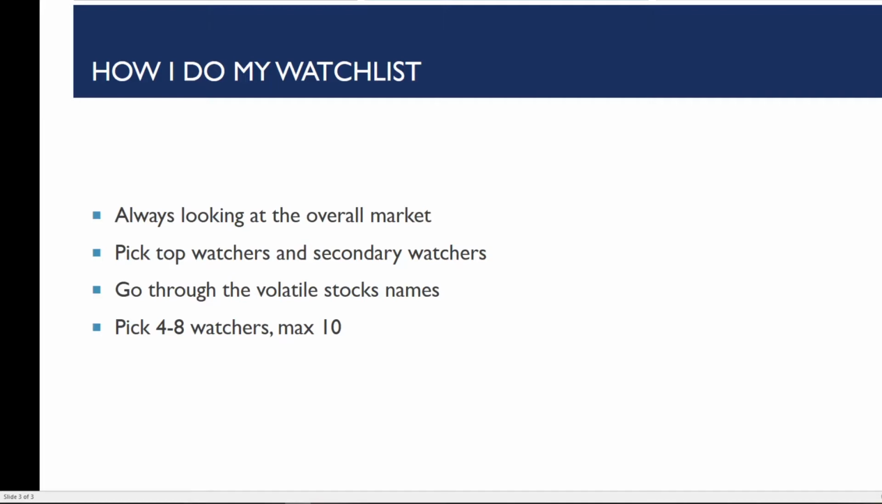I pick 4 to 8 watchers in my watch list, and I usually stop at a maximum of 10 because any more than 10, it's going to get overwhelming for you. You're not going to be able to look at every chart individually. We're not bots, we're not algorithms that can just look at thousands of charts in one go. What we can do is maybe look at 1 or 2 max at a time. So let's pick the best ones that we want to focus our attention on.